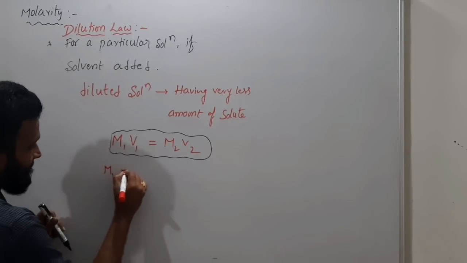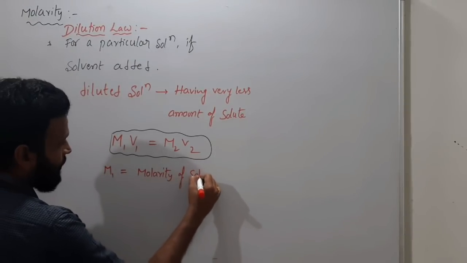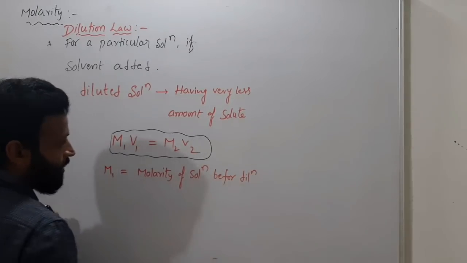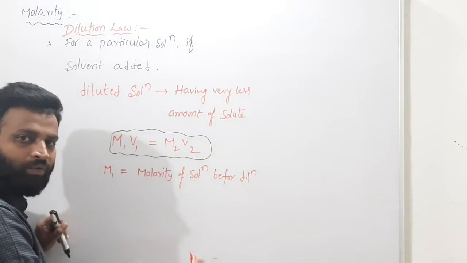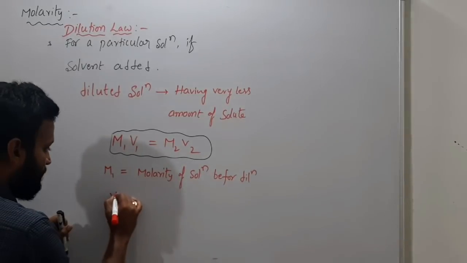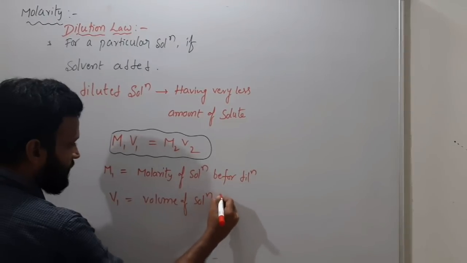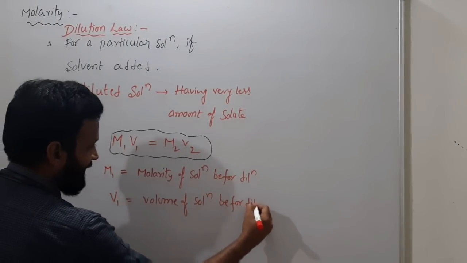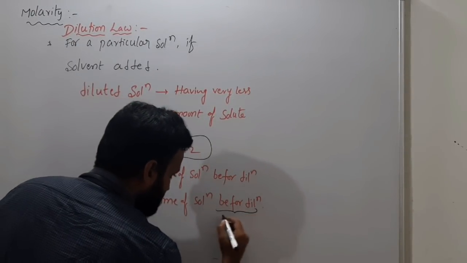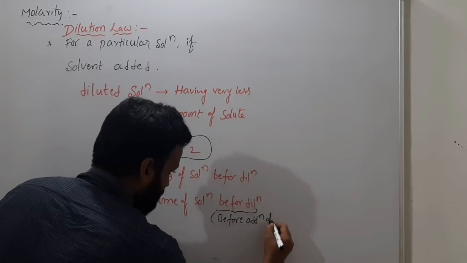What is M1? M1 is the molarity of the solution before dilution. What is the meaning of before dilution? Before addition of excess solvent. Got it clearly? V1 is the volume of the solution, same, before dilution. Before dilution means before addition of water.